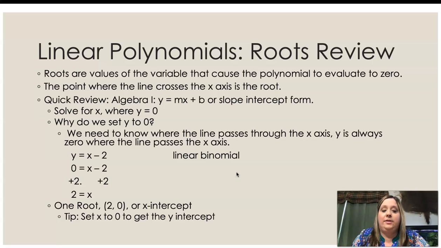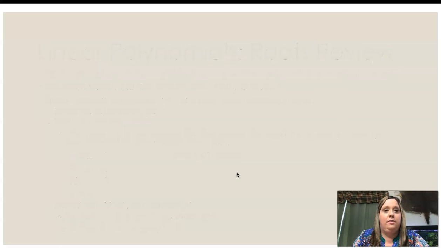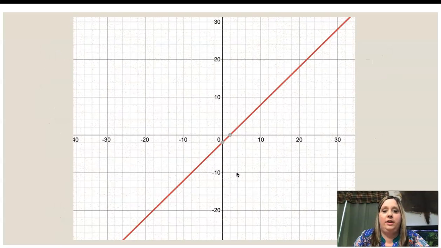If we set x to 0, we can find the y-intercept as well. So without a graphing calculator, we should very easily be able to graph this with the 2 points. So that looks like this. And you can see right here, it intersects in one spot.